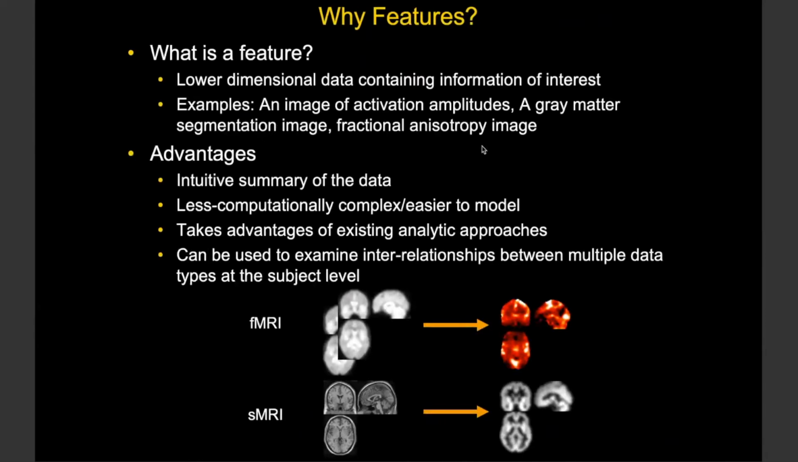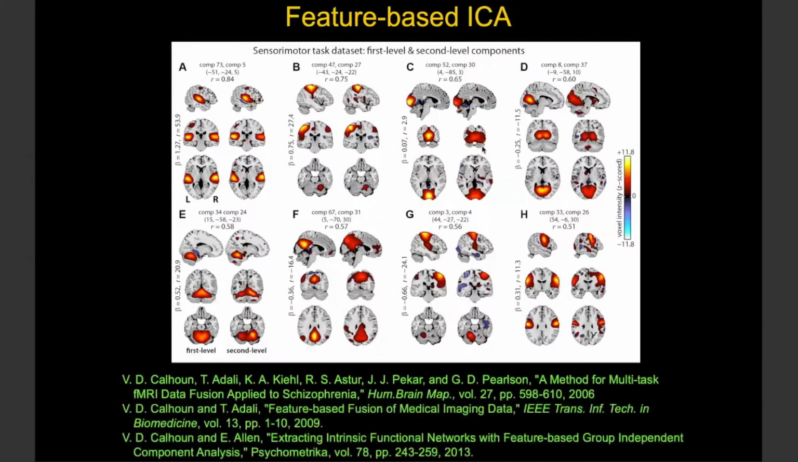So it could be an activation amplitude or a gray matter segmentation image or regions of interest, connectivity matrix, et cetera. Advantages are it summarizes the data, it's less computationally complex, takes advantage of all of the work that we've all done over many years. And so one of the things that we do a lot of is ICA decompositions, and I'll take you through why we do that on a lot of different types of data, and what has convinced us that it's useful.